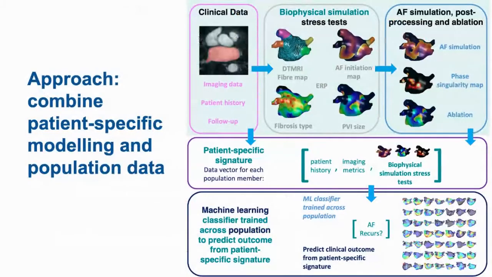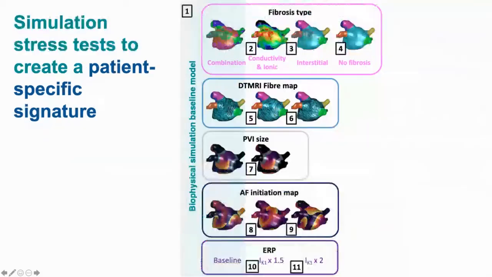So the approach that we're trying to use is to combine these simulations together with the patient history and imaging metrics to predict whether AF recurs or not, by training across the population of models. As we said from the first part of the talk, there are so many unknowns in the modelling pipeline. We don't know how to model the fibrosis, how to model the fibres necessarily, what size the ablation should be, how to initiate the arrhythmia, and what the electrical properties should be.